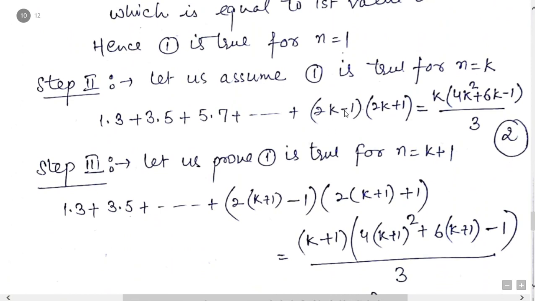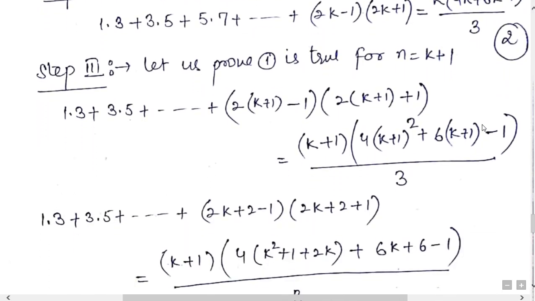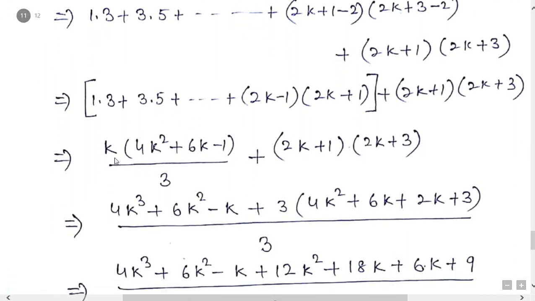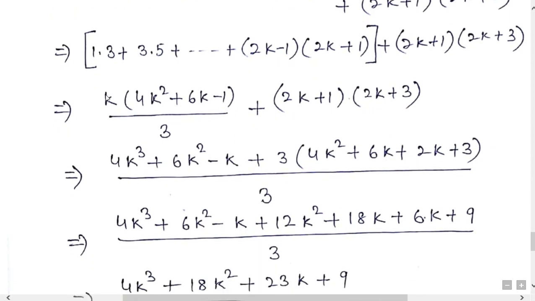For this one, (2k minus 1)(2k plus 1), the answer is k into (4k square plus 6k minus 1) divided by 3. Insert this value here: k into (4k square plus 6k minus 1) divided by 3, and the last term is (2k plus 1) into (2k plus 3). Now take the LCM: k multiplied by this value, and 3 multiplied by the product of these values, 4k square, then 6k, 2k and 3. Simply multiplication is there, and multiply by 3 because you have to take the LCM.